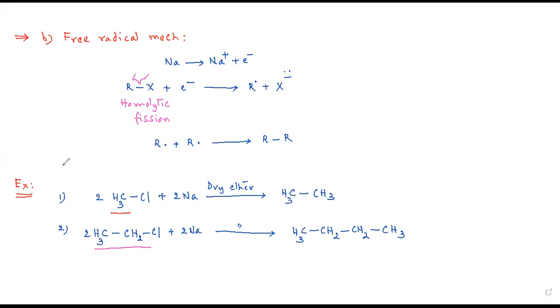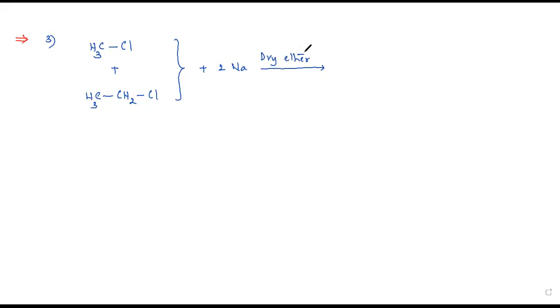Now, if a mixture of methyl chloride and ethyl chloride is taken, what do we get? It is an interesting discussion. Let me give you that. The methyl chloride and then ethyl chloride. When this mixture is treated with sodium metal in the presence of dry ether, interestingly, we get five products. Let me show you.